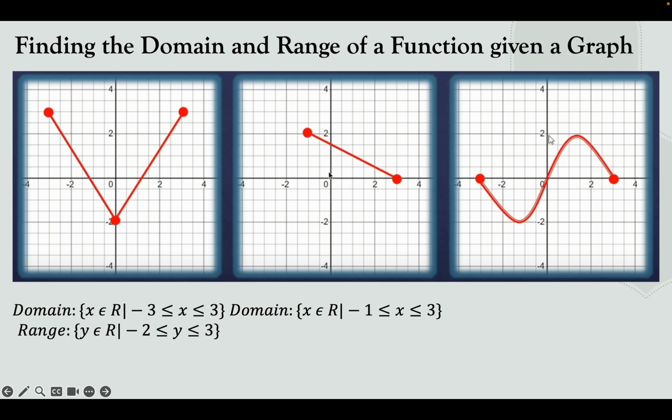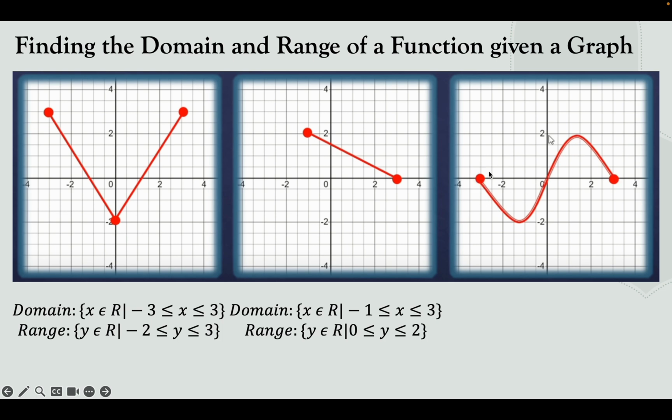Now you look at the range. So where is the range here? The lowest point is at 0 on our y, and then the highest point is at positive 2 on our y-axis. So y is an element of real numbers such that 0 is less than or equal to y, less than or equal to 2.